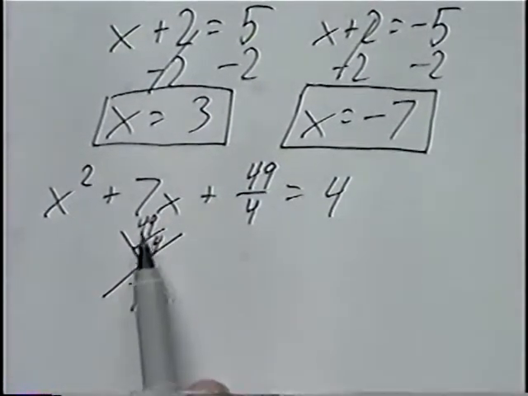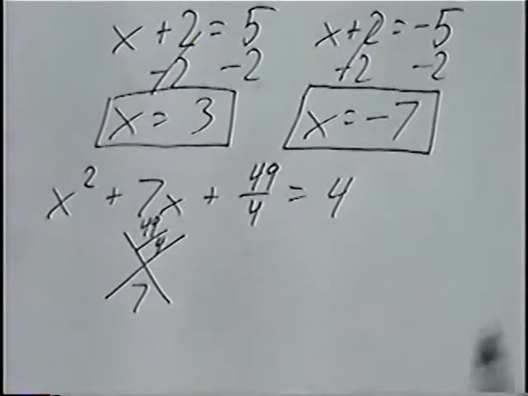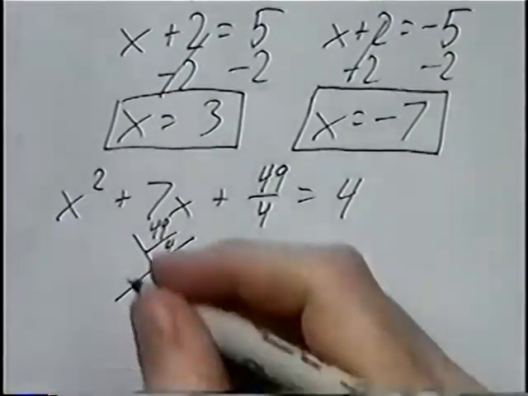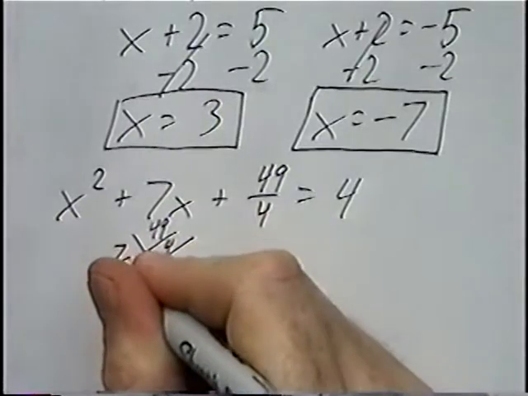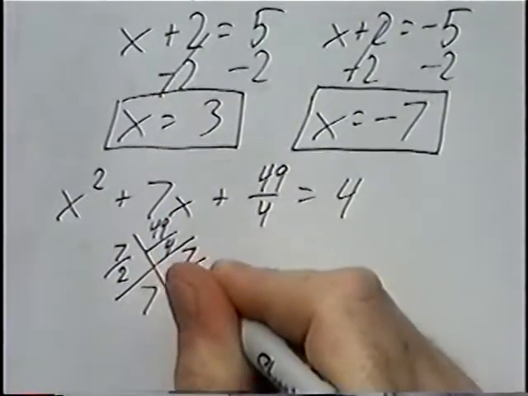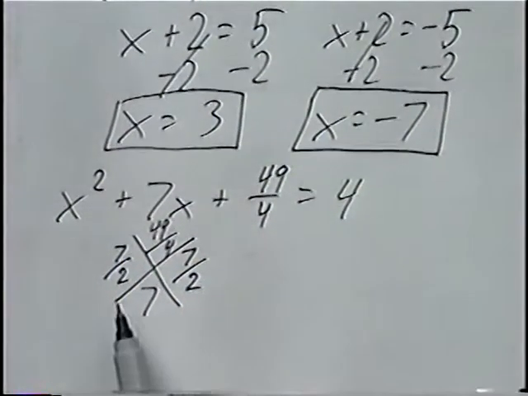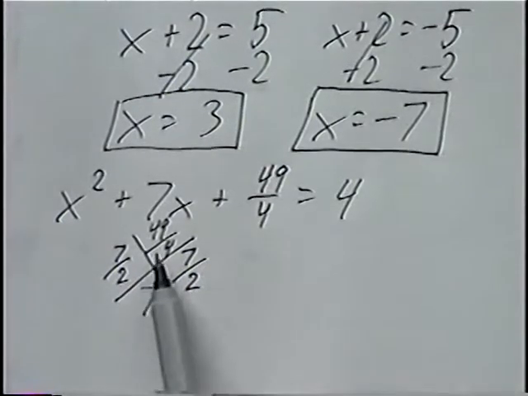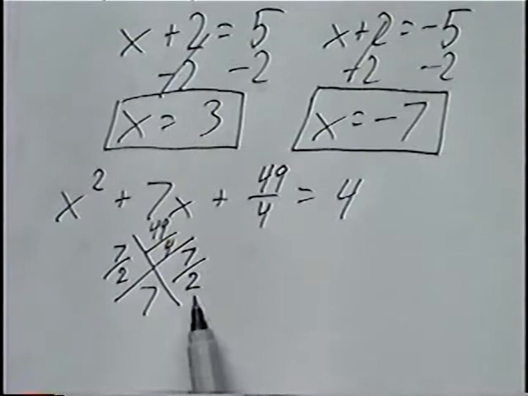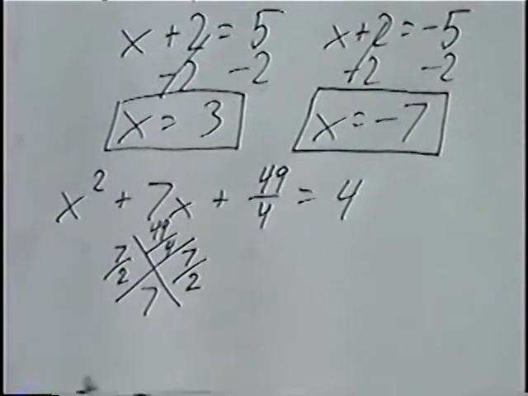Thinking about fractions that multiply to get 49 over 4 and also add to get 7, the two fractions would be 7 over 2 and 7 over 2. 7 over 2 times 7 over 2 would be 49 over 4, and if you add 7 over 2 plus 7 over 2, that would be 14 over 2, or 14 divided by 2 would be 7.